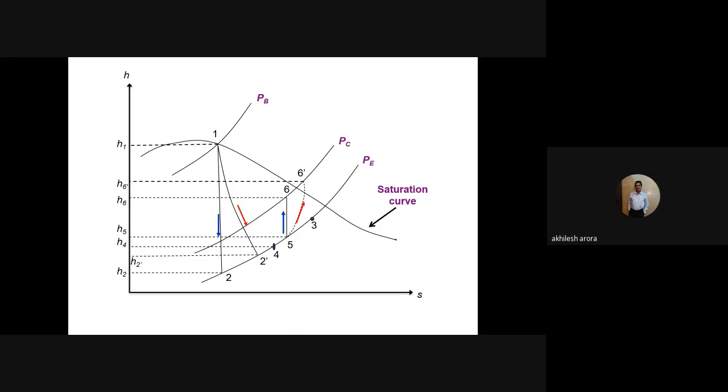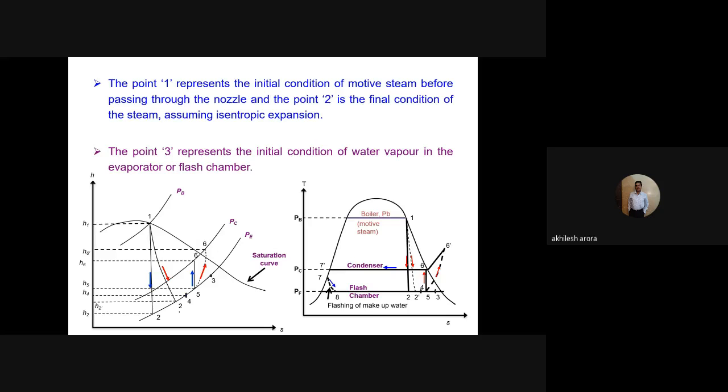Once again, now we have shown this diagram. This will come once again later on. So let us see further. So you can see this diagram here. Corresponding diagram is shown here, both TS and PHS diagrams. The point 1 represents the initial condition of the motive steam before passing through the nozzle, and point 2 is the final condition of the steam, assuming isentropic expansion.